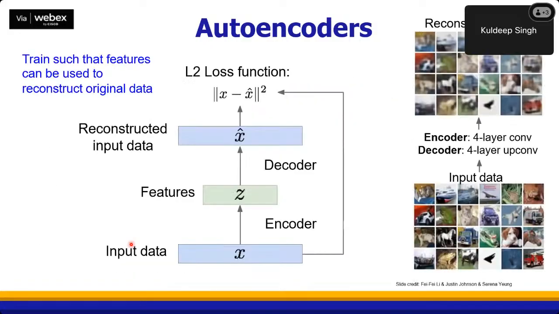Now, this is another kind of depiction here. It shows that features can be used to reconstruct the original data. We have to minimize this L2 loss function. What we have to achieve in the reconstructed data is my pixel values. If I am considering image data, the pixel values in the reconstructed output should be the same as my input pixel data in the image.